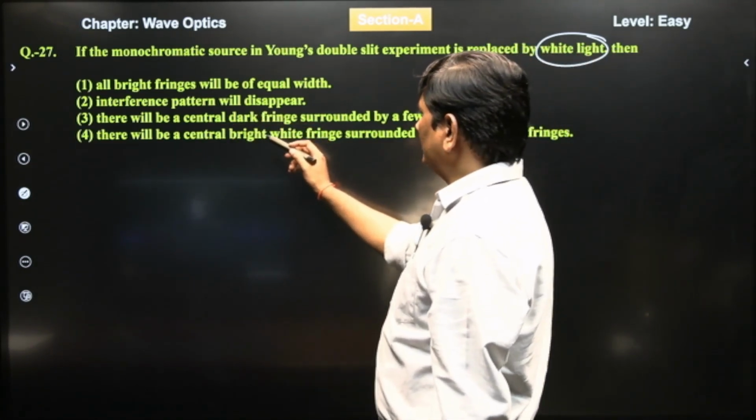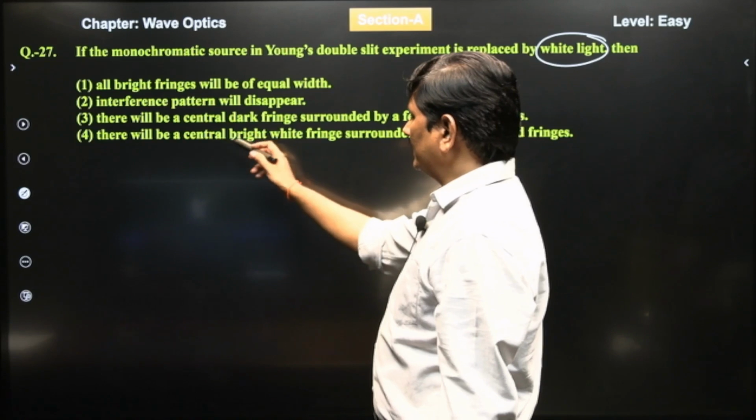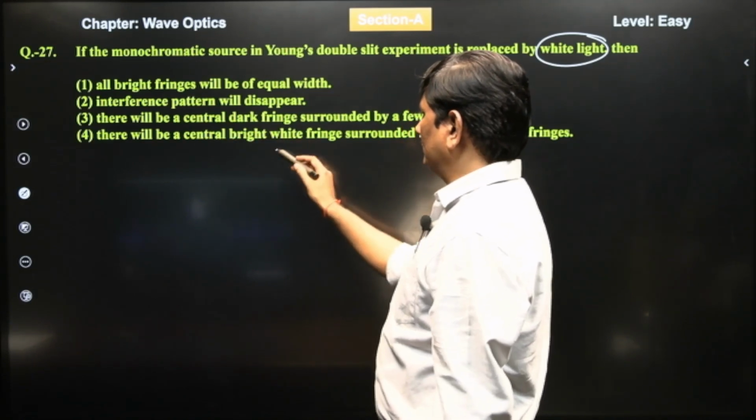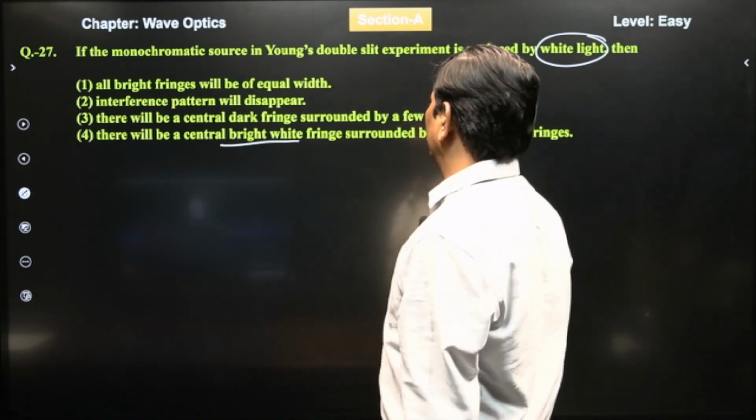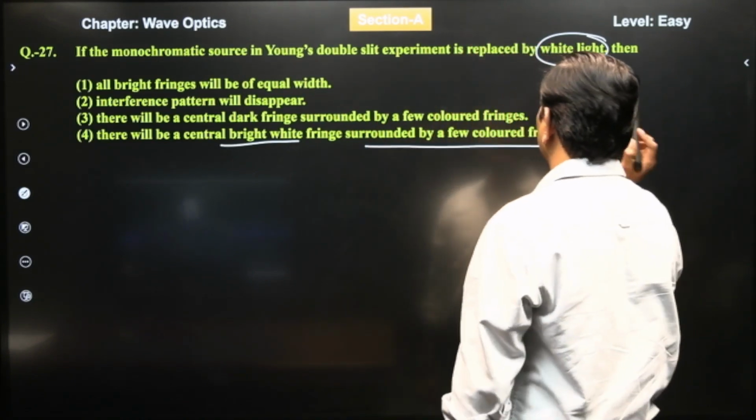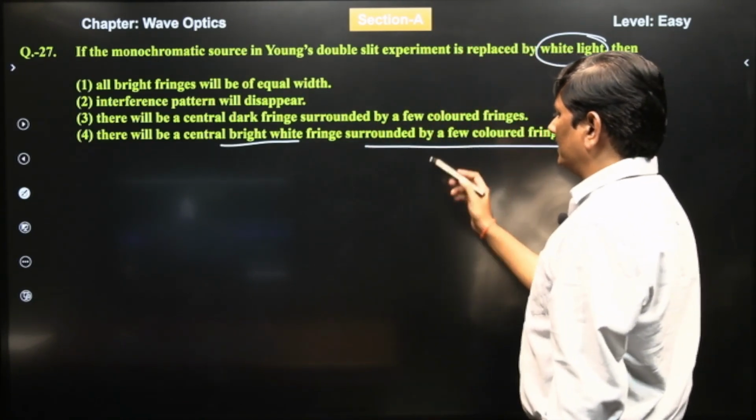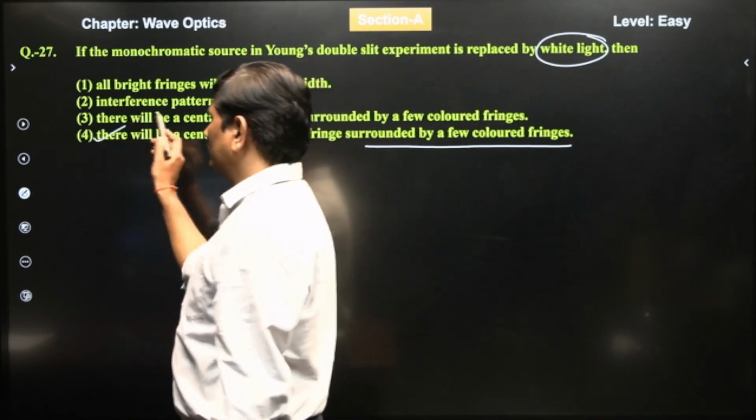central fringe is bright, which is white. Okay, central fringe, white fringe with few colored fringes on either side. So, this is the fourth one, no other choice.